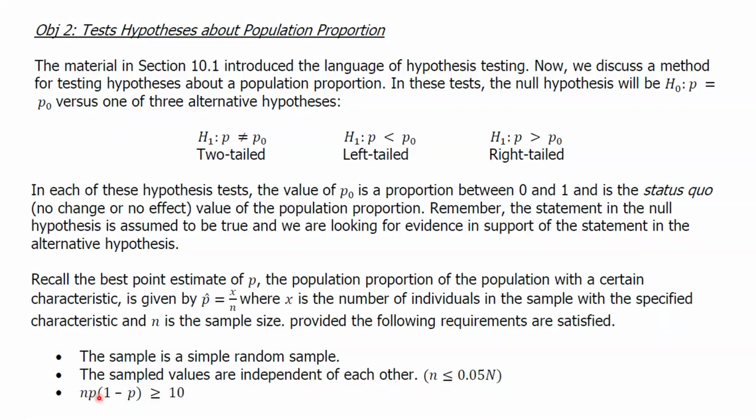And then n times p times 1 minus p is greater than or equal to 10. This requirement matters because it ensures the sampling distribution is approximately normal so that we can use the normal distribution for our calculations. Okay, so this is the success failure condition. We need at least 10 expected successes and 10 expected failures. All right, and that concludes section 10.2.